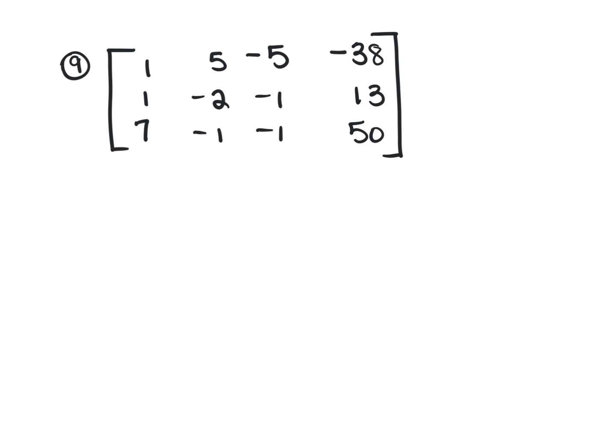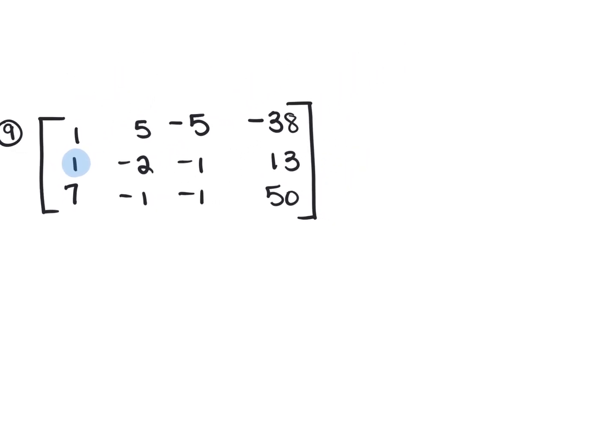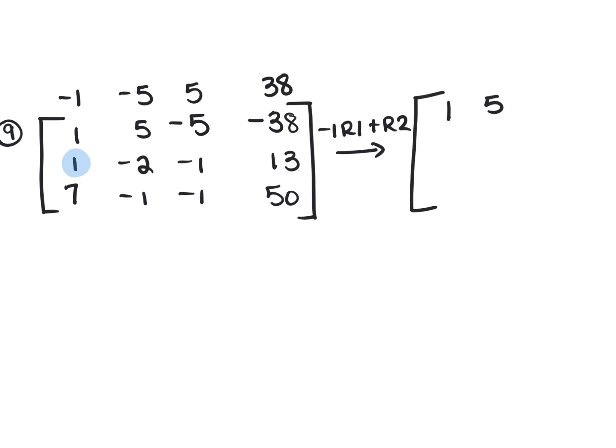Okay, you can interchange if you want to. I'm just going to leave them like this. Now, the next thing I need to do is put a 0 right here. So I'm going to accomplish that by taking negative 1 times row 1, which I'm going to put up above. So 1 times negative 1, 5 times negative 1, 5 times negative 5, and negative 1 times negative 38. All right, now we're going to add this to row 2. So again, I'm multiplying row 1 by something, so it's going to stay just like it is.